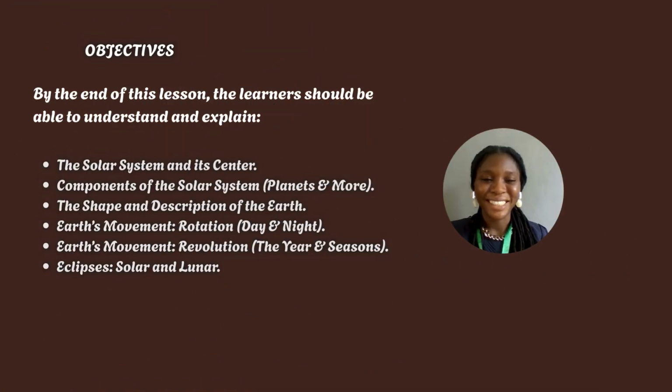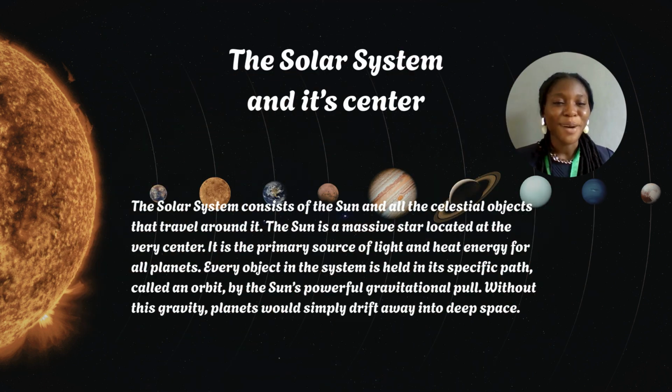By the end of this lesson, it's expected that as learners you're able to understand and explain the solar system and its center, the components, the shape and the description of the Earth, the Earth's movement, that's the rotation, and also the revolution part of the Earth's movement, and also you're supposed to understand eclipse, the solar and the lunar eclipse.